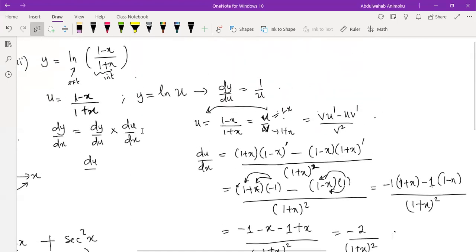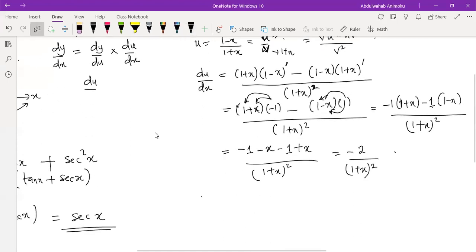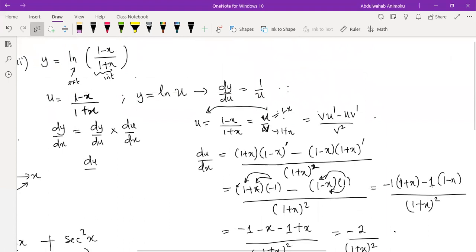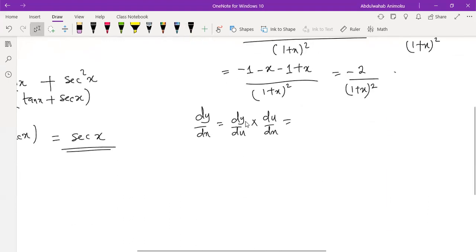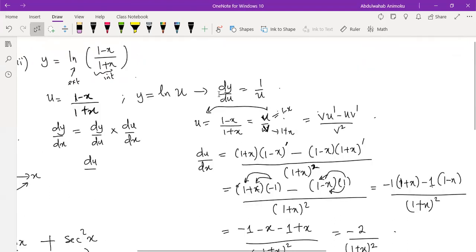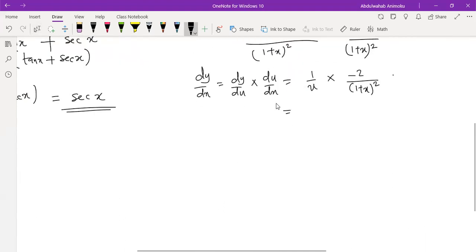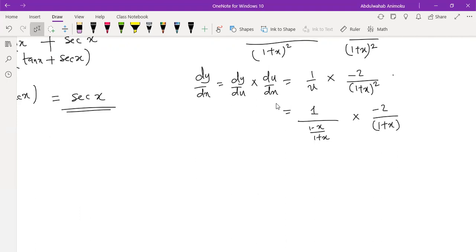Then we go back to the initial problem, which is dy/dx, which is actually dy/du times du/dx. So we got dy/du, which is just 1 over u, right? We got it before. So we bring this here, 1 over u, times du/dx, which is minus 2 over (1 plus x) squared. Now, what is u? Remember, u is (1 minus x) over (1 plus x). So we can quickly do that. This is 1 over [(1 minus x) over (1 plus x)] times minus 2 over (1 plus x) all squared.